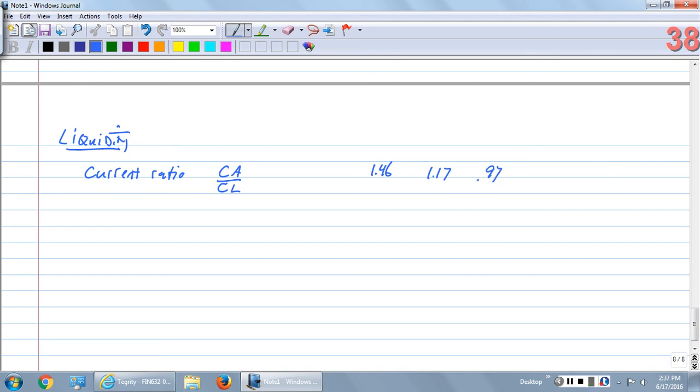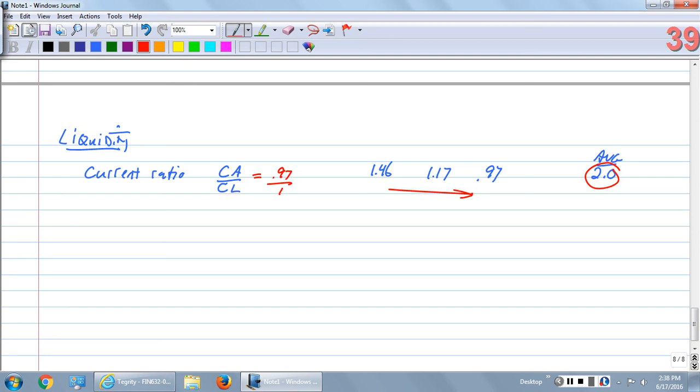And the industry average is 2. So that's what the industry is. So is this good or bad? It's not good, because look, with this being at 0.97, that means for every $1 you're going to owe this year, you've only got 97 cents in your current assets to cover that. So we've really got a liquidity issue that we're facing, especially since we're half as much as the industry.